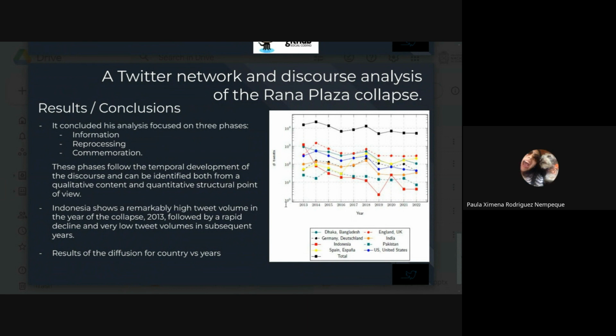Something important to say is that Indonesia shows a remarkably high tweet volume in the year of the collapse, followed by a rapid decline and very low tweet volumes in subsequent years. In this graph, we can verify very explicitly how this collapse was mentioned. Another important thing is that the detailed analysis of the data set reveals a strong heterogeneity across years.